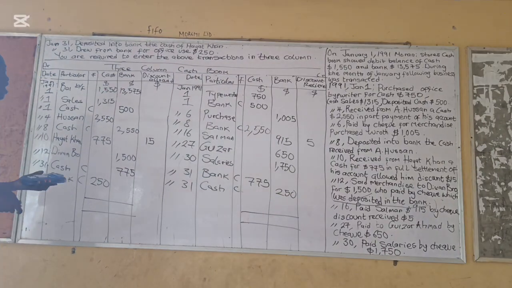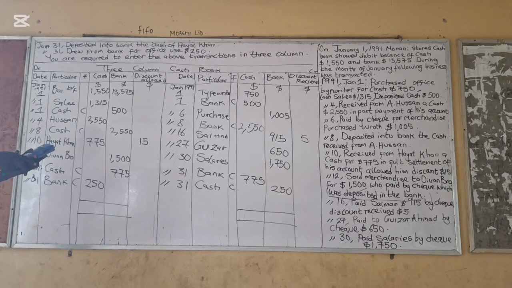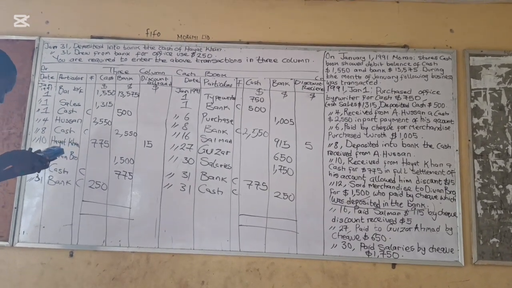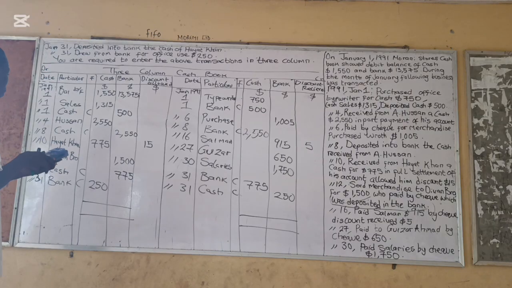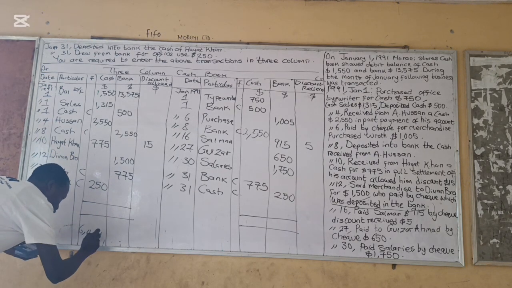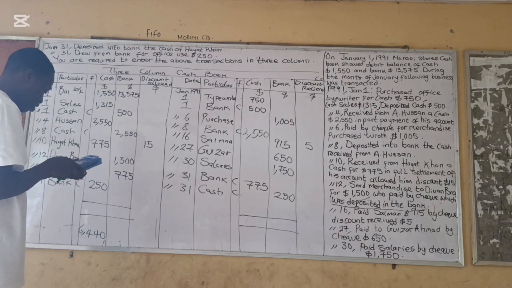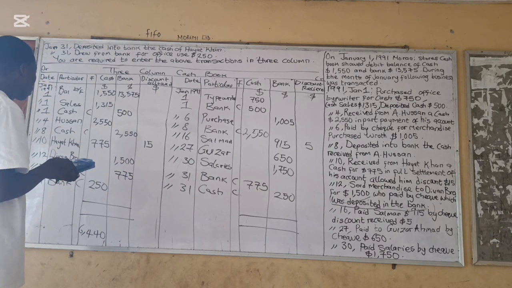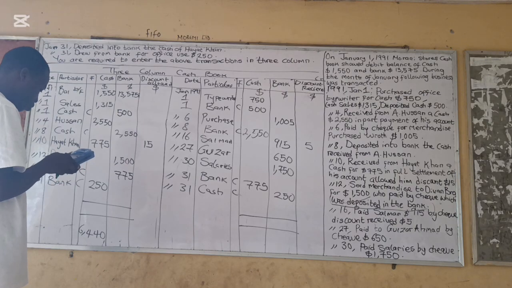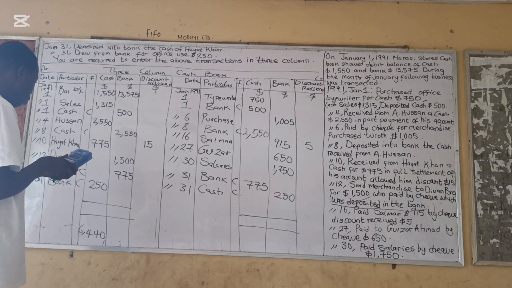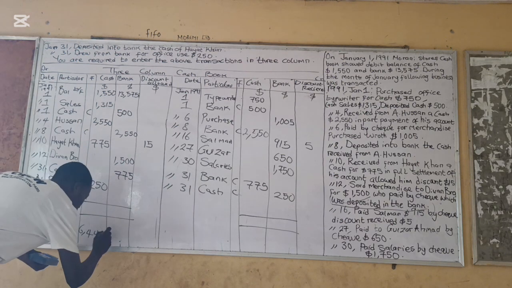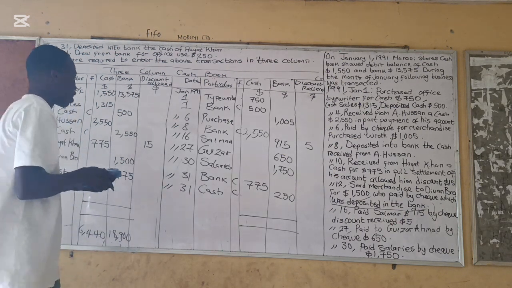Now starting with the debit side of our cash, we have 1,550 plus $1,315 plus $2,550 plus $775 plus $250. So we are going to have a total of 6,000. So let me write it here first. Now the bank, we have $13,575 plus 500 plus 2,550 plus 1,500 plus $775. So we have 18,900.